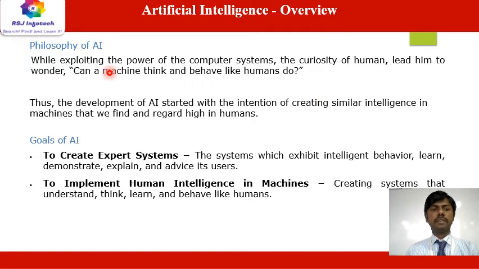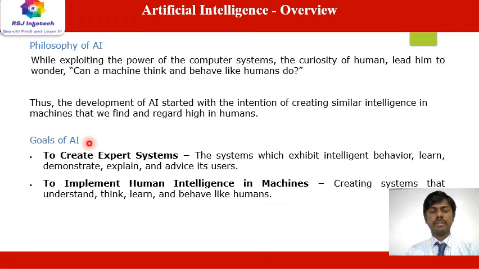Now for the philosophy and goals, we are going to exploit the power of computer systems. The curiosity of humans led them to wonder: can a machine think and behave like a human? This was one of the earlier stages. Whatever activities we perform, a machine can do the same process. AI development started with the intention to create similar intelligence in machines, so that we can achieve human-like intelligence.